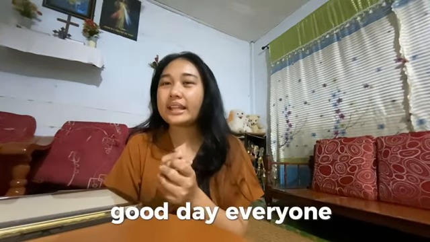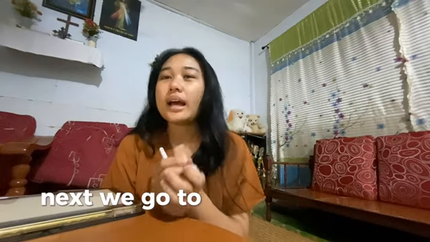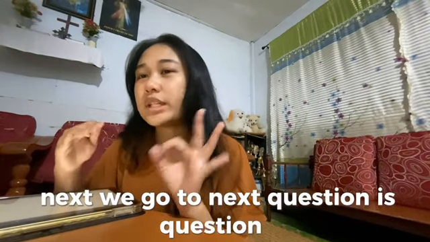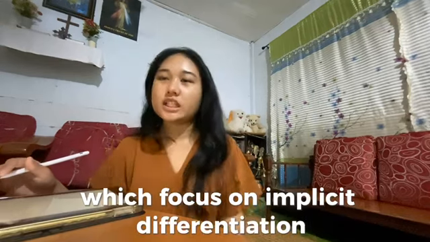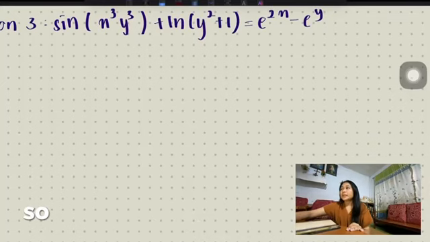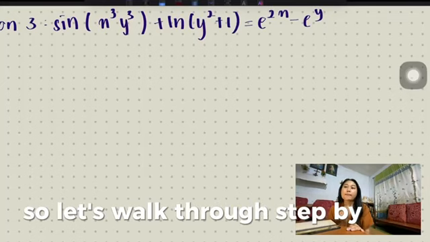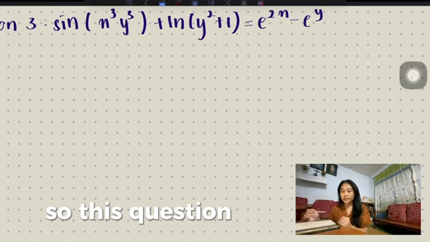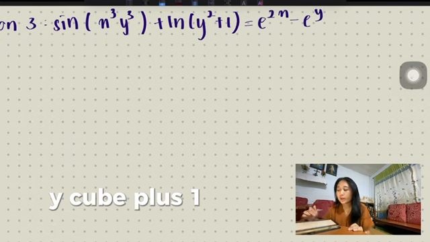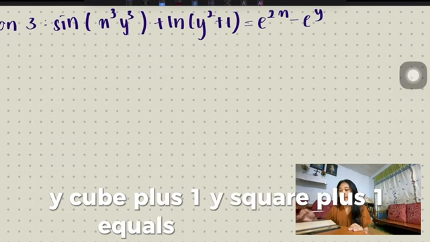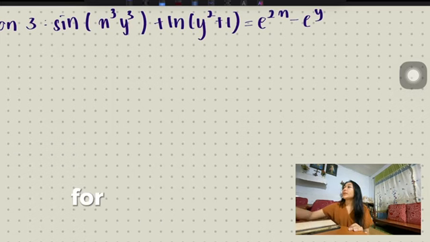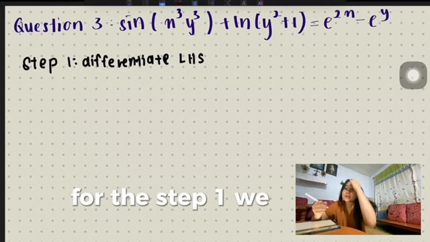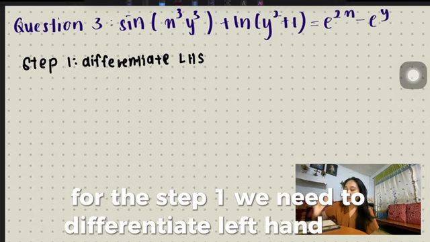Good day, everyone. Next, we go to question 3, which focuses on implicit differentiation. So, let's walk through step by step. This question is sin(x cubed y cubed) plus ln(y squared plus 1) equals e to the power of 2x minus e to the power of y. For step 1, we need to differentiate the left hand side.